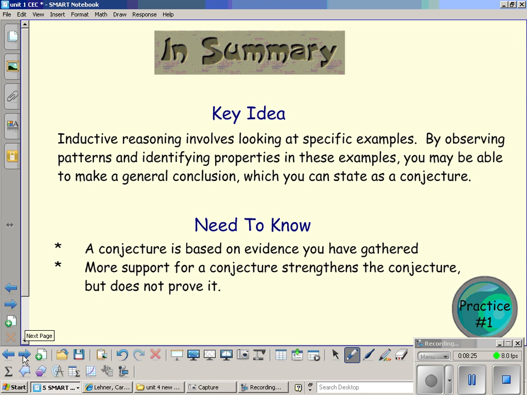So inductive reasoning involves looking at specific examples. So we're not looking at a general case. We're looking at a specific example. By observing patterns and identifying properties in these examples, you may be able to make a general conclusion, which you can state as a conjecture. A conjecture is based on the evidence you have gathered. The more support you have for a conjecture strengthens it, but it does not prove it. So you would have to prove it to know that it was true in all cases.